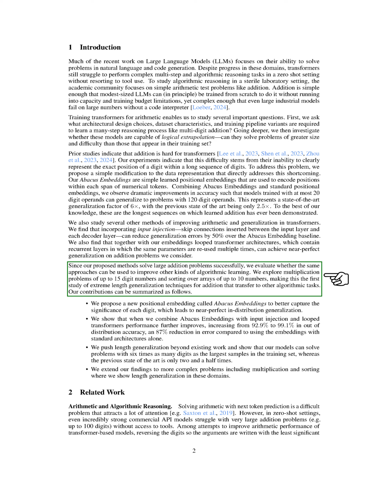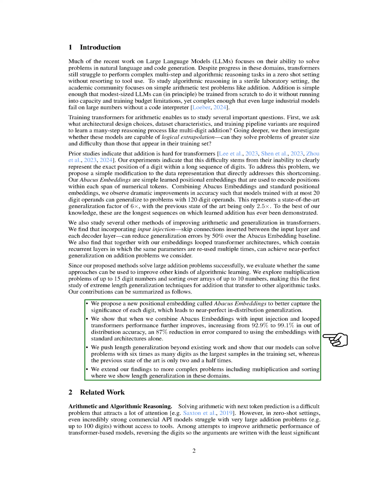Building on our success with large addition problems, we extend our methods to multiplication and sorting tasks, demonstrating length generalization techniques that transfer across different algorithmic tasks. Our contributions include the introduction of abacus embeddings for improved digit significance representation, leading to near-perfect generalization. By combining these embeddings with input injection and loop transformers, we achieve a substantial increase in out-of-distribution accuracy.